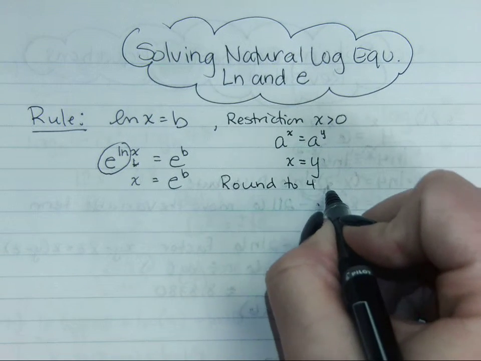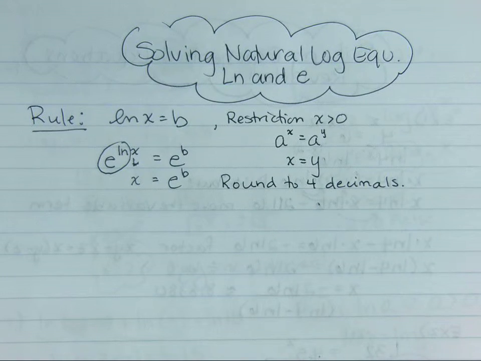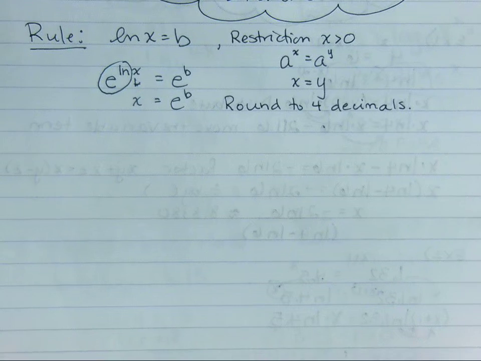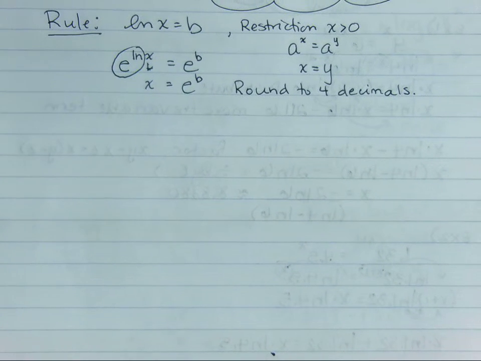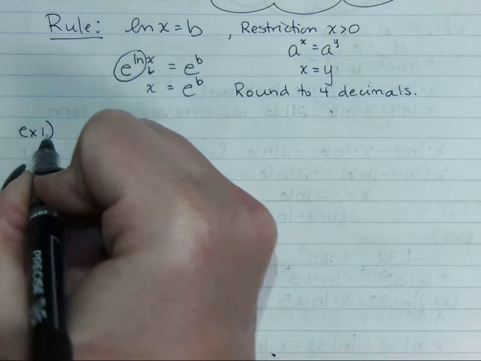That was the standard we used before, so we're going to continue that, unless something tells you to do something different. If it says round to the nearest hundredth, then you'll just do that. But let's do 4 decimals for now. We have a couple of examples. Example number 1.